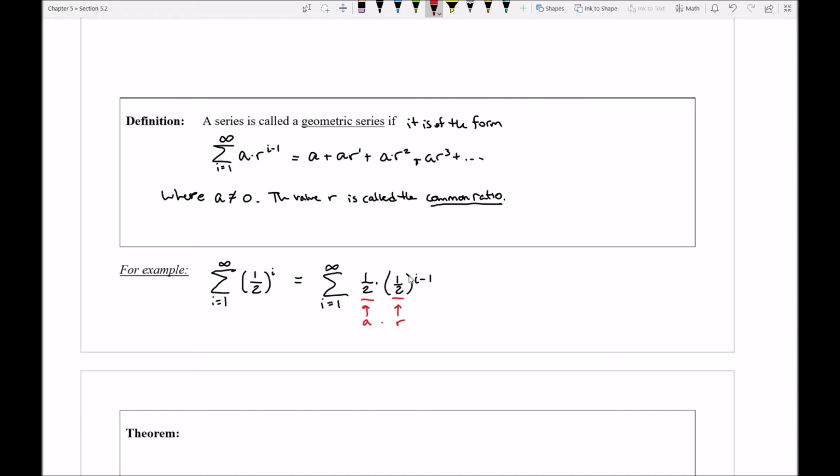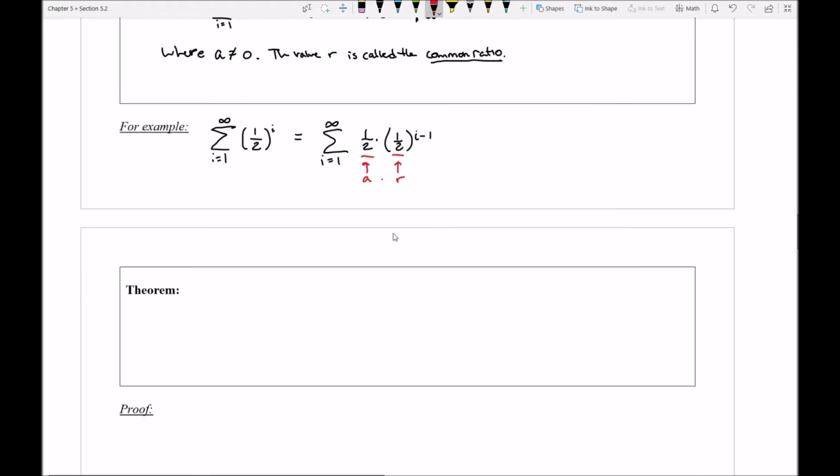Of course, like we saw in the last couple videos, finding our green S sub n is going to be very, very important. Let's take a look at the next page, the theorem that goes with geometric series. So I'll state this.